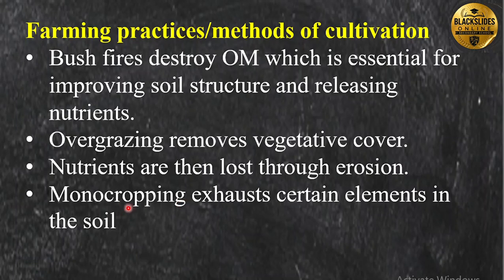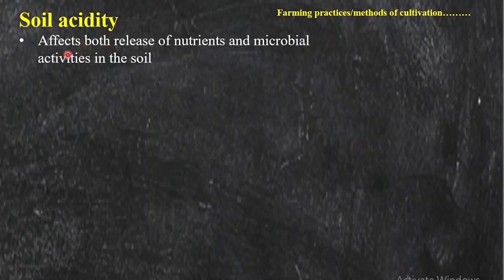Monocropping, which is growing one type of crop, will exhaust certain elements in the soil. This would lead to the decrease in the nutrients in the soil. Another factor that would affect soil nutrients is soil acidity, which we talked about earlier on. This would affect both the release of nutrients and the microorganisms' activities in the soil. All right?